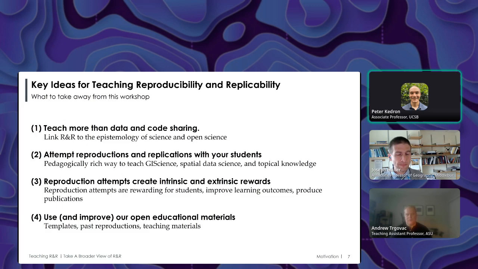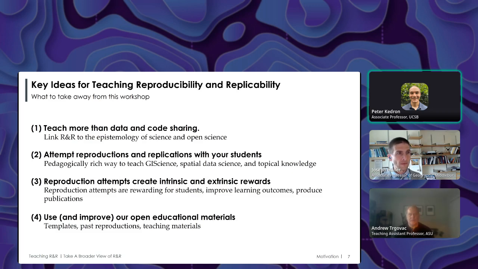And so I think some key messages, just to preview what we're going to talk about throughout the rest of this workshop: first and foremost, we want to say that teaching reproducibility and replicability is about more than data and code sharing, right? Linking this back to the epistemology of science, or the multiple epistemologies of science, and the larger set of open science practices that Joe mentioned we covered in last year's workshop, is we think really important for emphasizing that point and capturing the excitement of doing reproductions and replications and what they mean to science writ large.